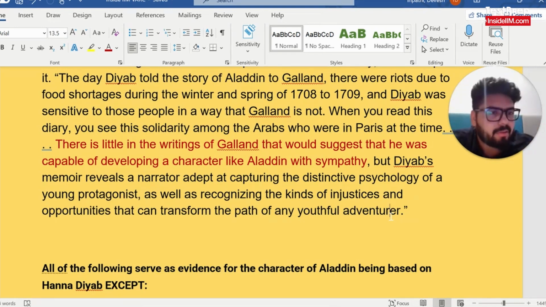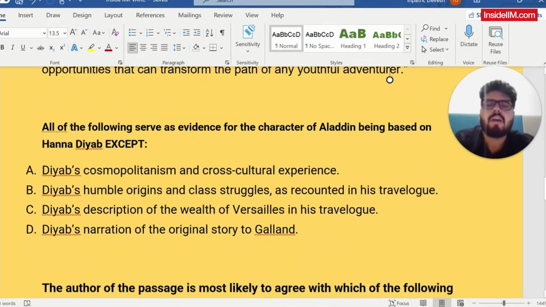Now let us go through the question stem and see how to answer the questions effectively. All of the following serve as evidence for the character of Aladdin being based on Hanna Diab's, except.